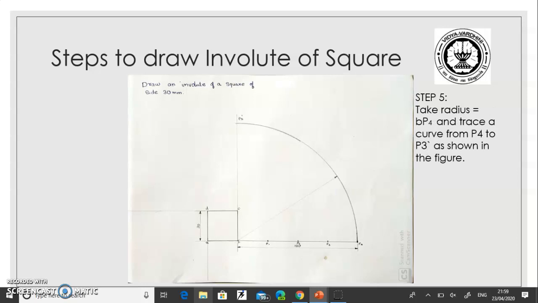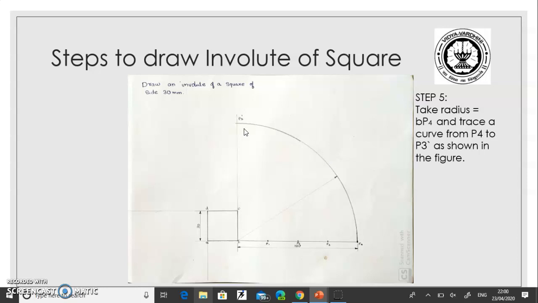Next step will be to draw the curve. Drawing an involute of the standard shapes which have edges, like square, pentagon, hexagon, is simple enough to draw directly with the help of a compass. In our next video I will be talking about how to draw an involute of a circle, which is a curved profile. For drawing a curved profile, the compass will not be the only instrument; we will use a French curve for drawing that curve. But in this video, a French curve is not required, so you can directly draw with the help of a compass.